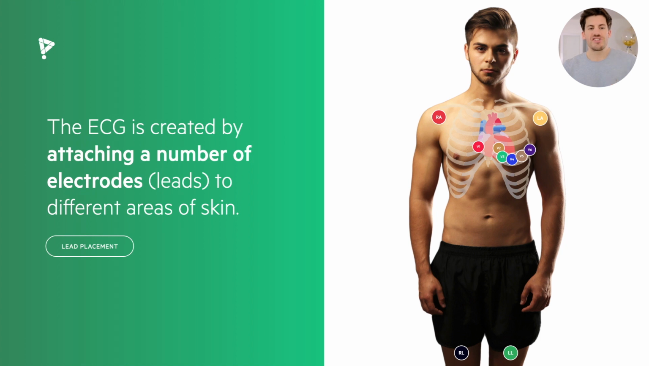So the actual ECG is created by attaching a number of electrodes or leads to different areas of the skin, okay? So on the right side, we can see a diagram of a gentleman with all the lead locations, okay? So we have 4 limb leads. We have the right arm, the left arm, the left leg, and the right leg. And that's usually remembered by the mnemonic, from right arm going round, 'ride your green bike.' So R for red, Y for yellow, G for green, and B for black.